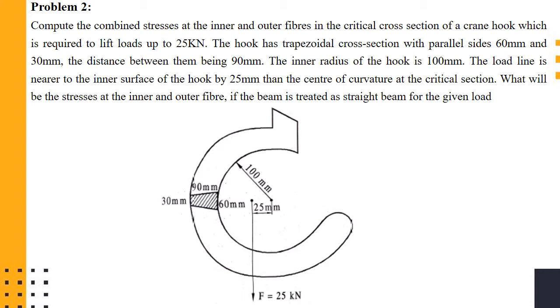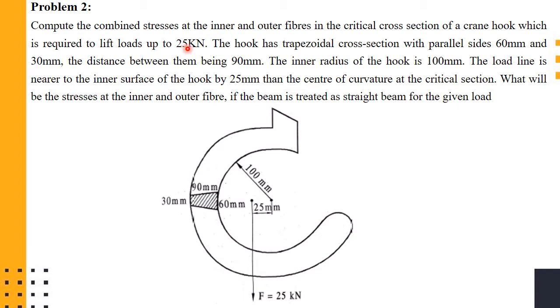The problem states: compute the combined stresses at the inner and outer fibers in the critical cross section of a crane hook. This is a very important problem. There is a crane hook problem. So find out the stresses at the inner and outer fibers at the critical cross section of a crane hook, which is required to lift loads up to 25 kilonewton.